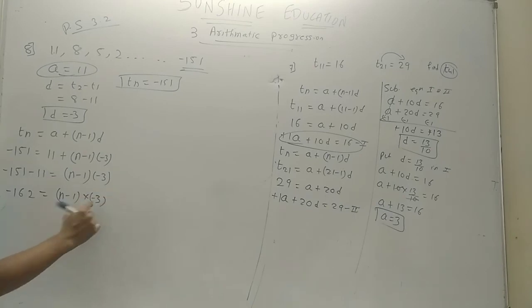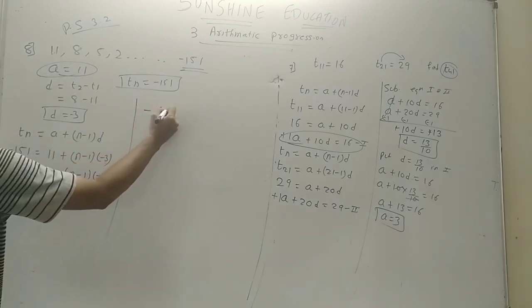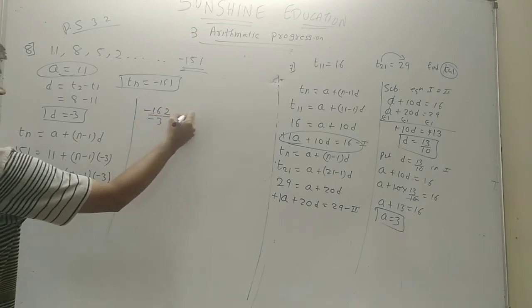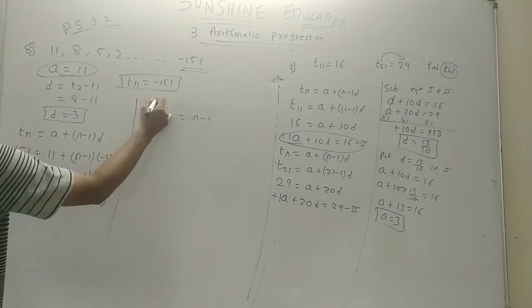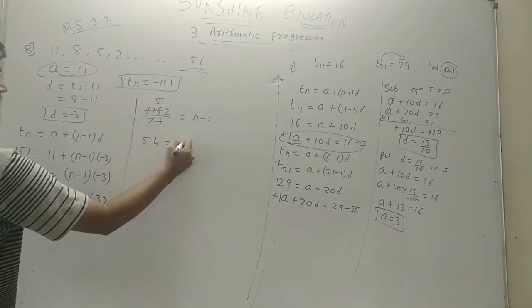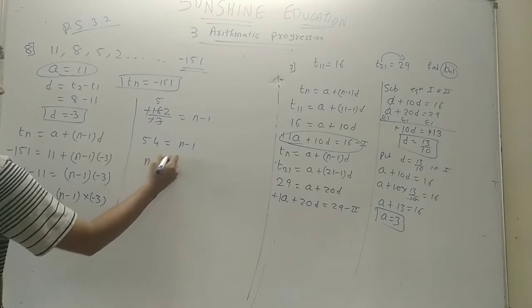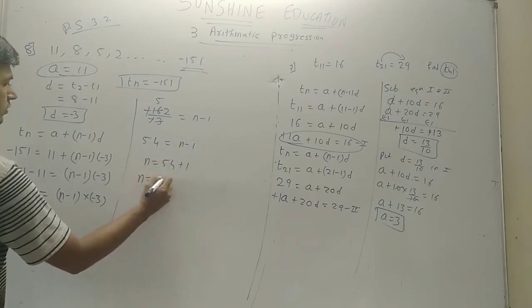Okay, so this is getting multiplied, so here it will come and divide, so it is minus 162 upon minus 3, and we have n minus 1 on RHS, minus minus cancel, 3 5s are 15, we have 1 carried, 3 4s are 12, so n minus 1, so n is equal to, minus 1 will come this side, 54 plus 1, n is equal to 55.